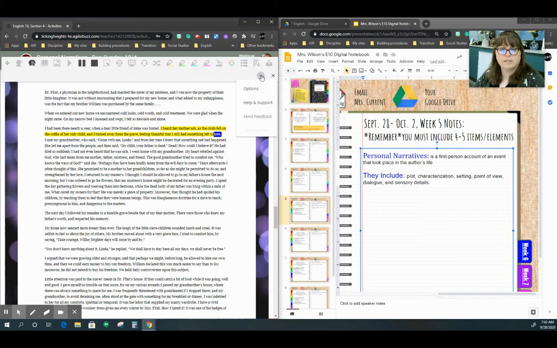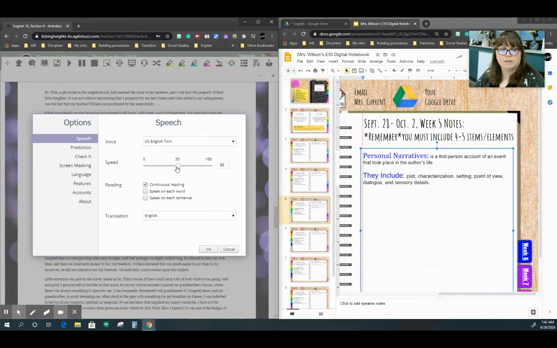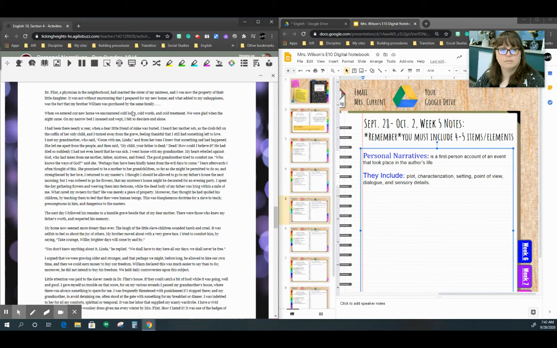A little fast for me, so let's make an adjustment. Go to options. Let's slow them down a little bit. Let's go about 40. So love, let's try here.